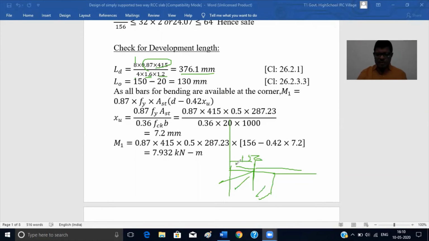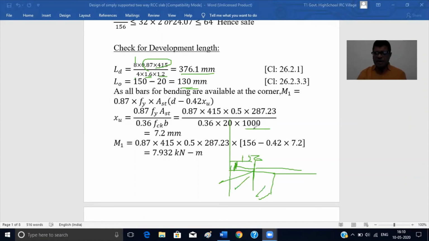So you have to leave some space here. Cover to reinforcement on all sides. You have to provide cover, so that comes out to be 130 millimeters. Now 50% bars are bent up. So find the Xu using 0.87 Fy Ast by 0.36 fck b for the rectangular section.